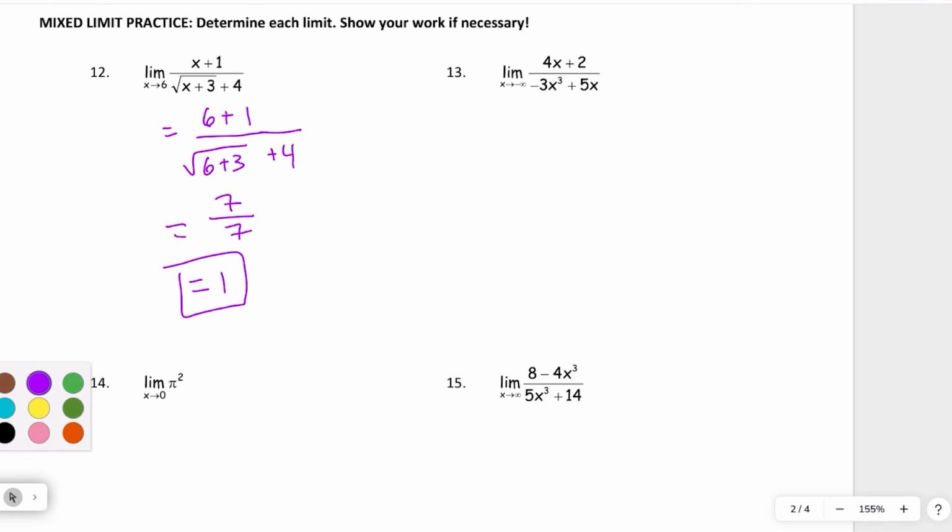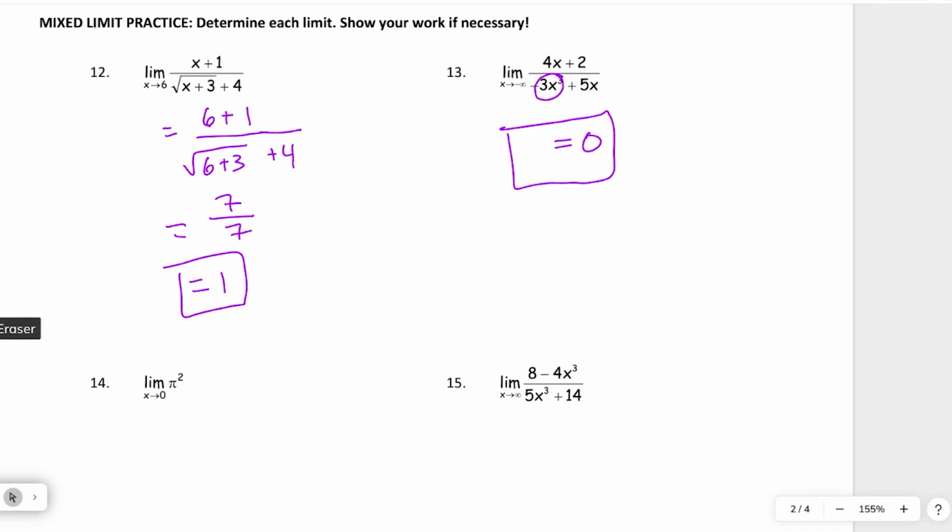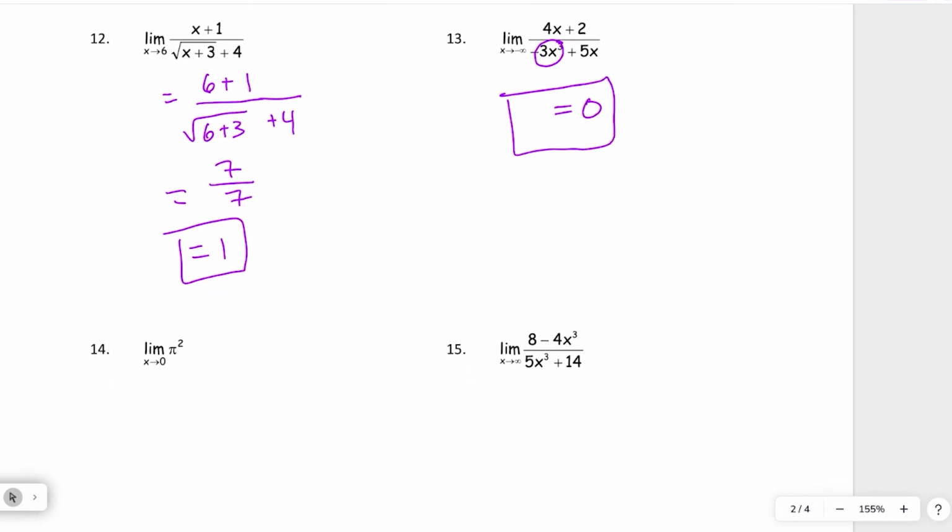Okay, number 13, this is a limit at infinity. This was our very first lesson of the year. As x goes to negative infinity, since this is a rational function, it is going to approach a horizontal asymptote. And since the denominator is growing the fastest, this is going to approach y equals 0. Not y, we're just going to say equals 0. There's no y here. The horizontal asymptote is y equals 0, but the value of the limit is 0.